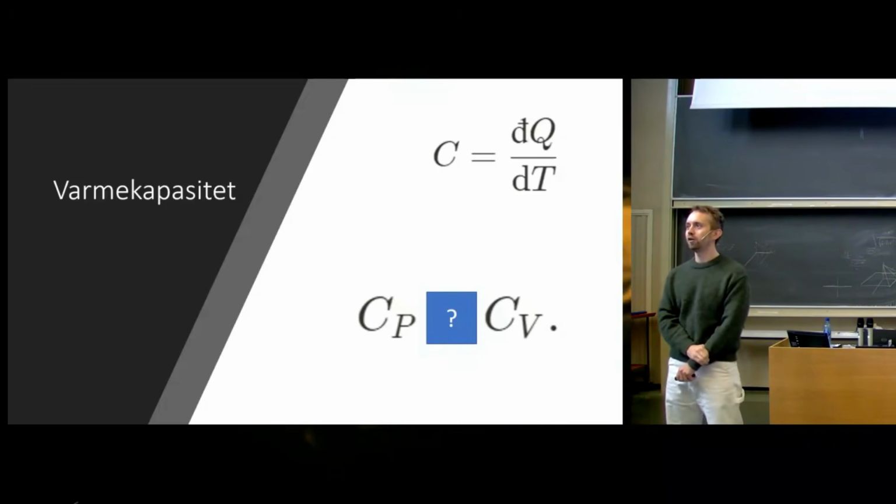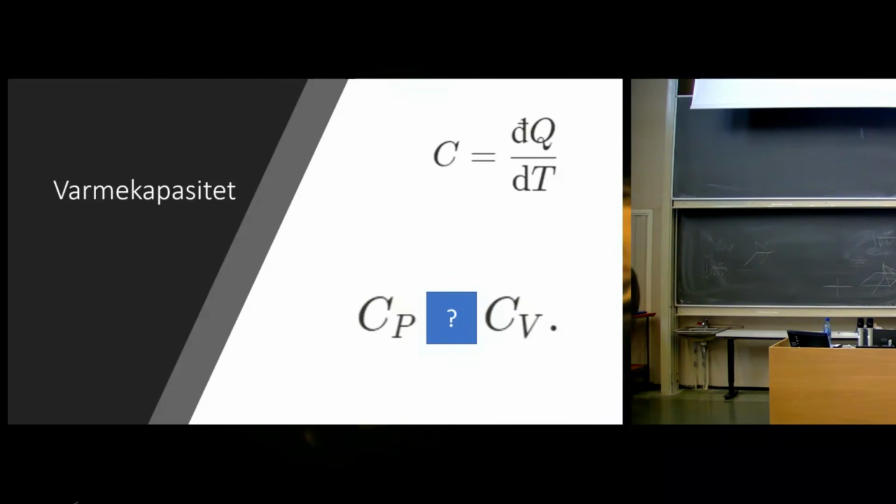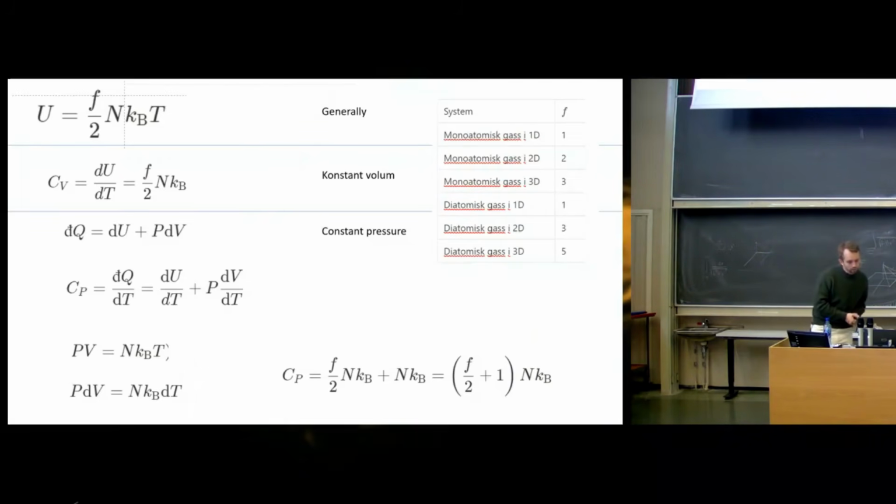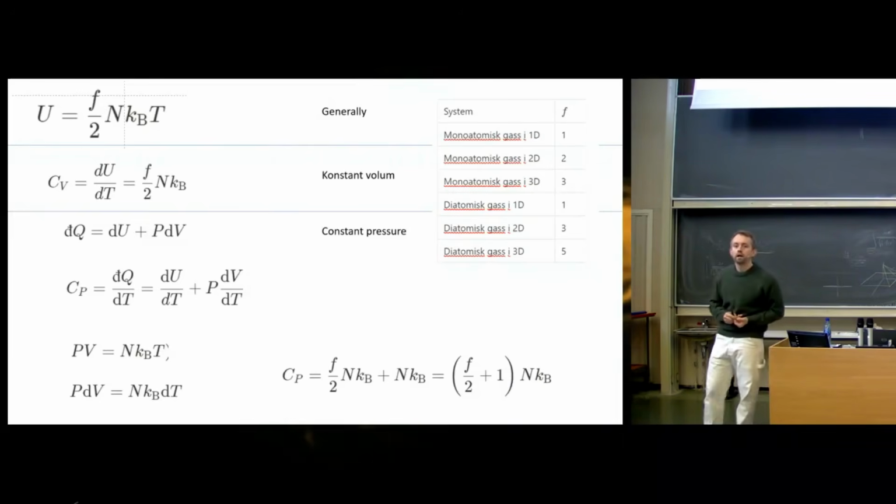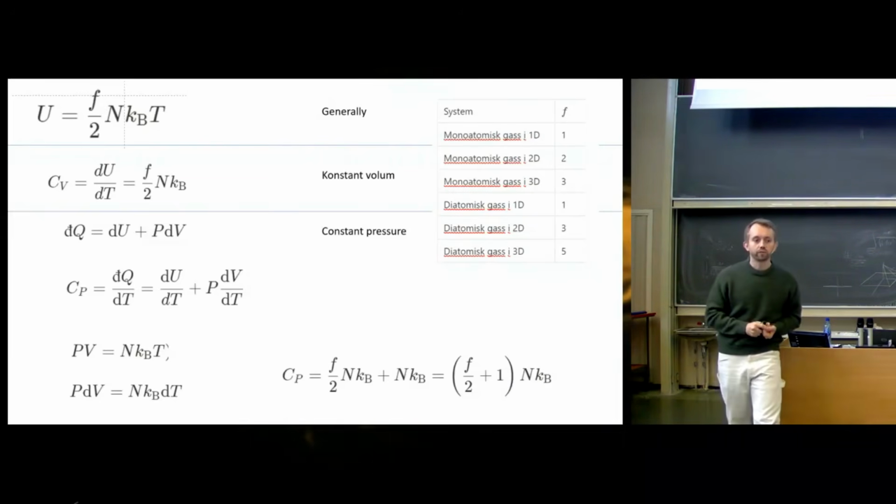What is the argument? Does anyone want to explain why CP is bigger? Exactly. You add energy. Some of it goes to increasing the temperature, that's dU. But some of it also goes to doing work on the environment, so you have to spend more heat to get the same level of temperature increase. Good. That means that you understand this. And so here are all the equations. And it's a perfect place to take a break.